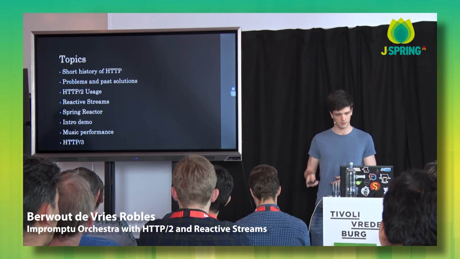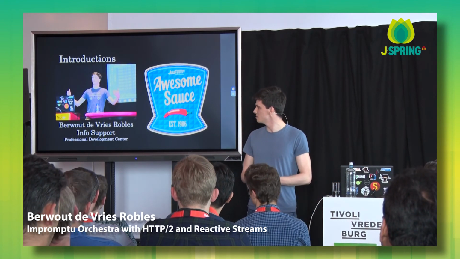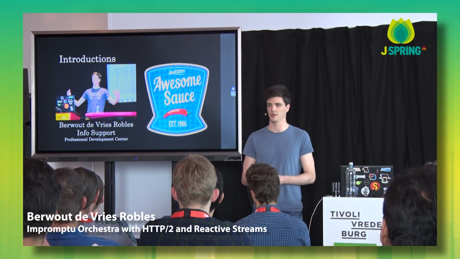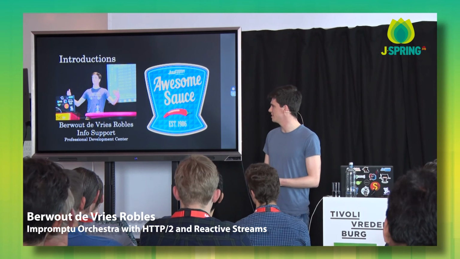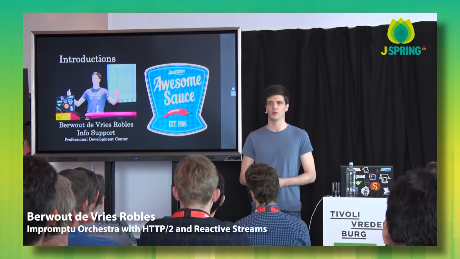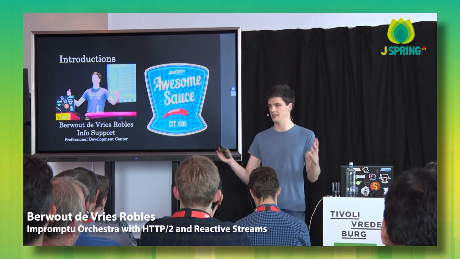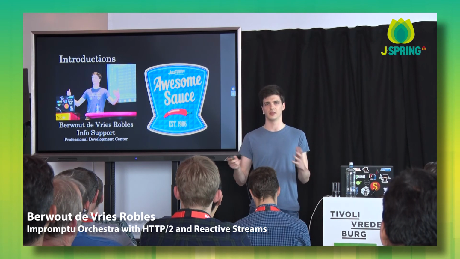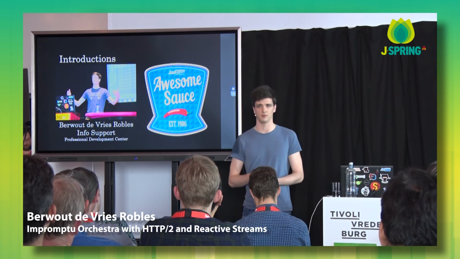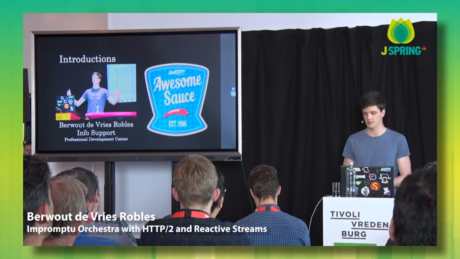This is me. I'm Berwout de Robles, which is quite a difficult name to pronounce in any other language than my own. I work at the Professional Development Center of InfoSupport. We help with project startup, mainly. We give developers the tools they need to do their project. As such, I help them set up their continuous integration pipelines and stuff like that. So a lot of Jenkins, usually. That's not what we're here for today, though.